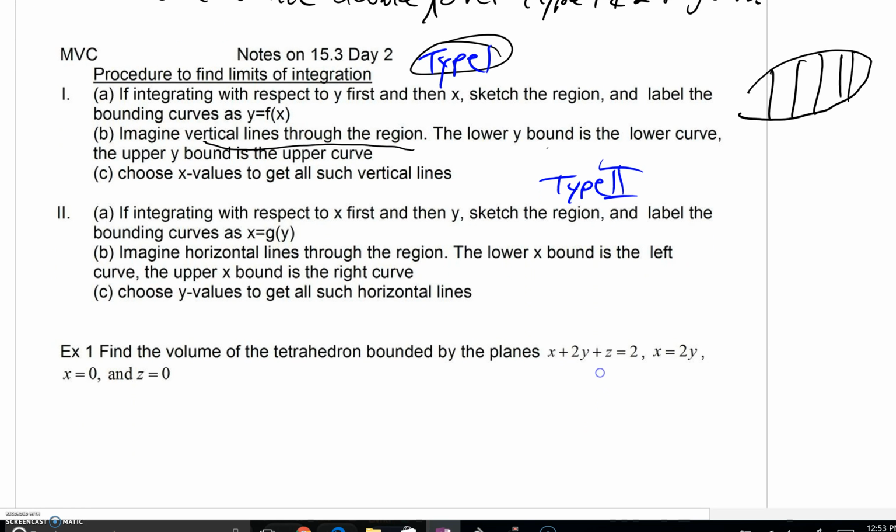For type 2, if you integrate with respect to x first, so maybe we've got something that looks more like so, and you can say, what if you'd have horizontal lines with the same right-left boundaries always? Here you're integrating with respect to x first. Imagine horizontal lines cutting through. The lower x bound is the left curve. The upper x bound is the right curve. And you choose y values to get all such horizontal lines.